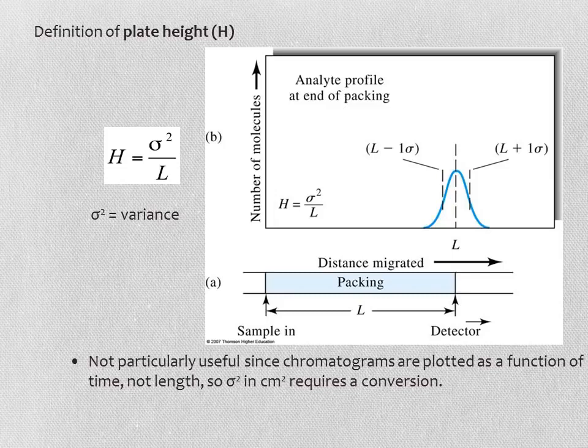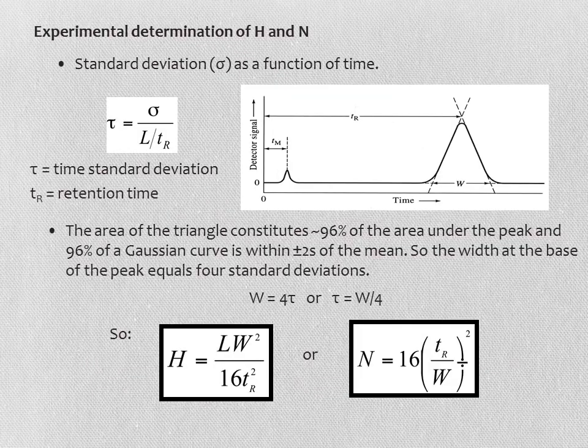This makes a lot of sense in terms of the physical arrangement of a column and with the idea that a plate is a real distance that an equilibrium occurs, but it's really not that useful in terms of chromatography because the fact is chromatograms are plotted as a function of time, not length. So this whole idea of variance in terms of centimeters squared means we have to do a conversion. But we can do that conversion. Conversions are totally possible in chemistry.